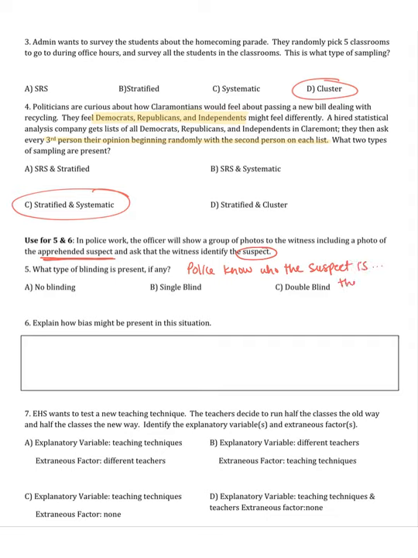They're testing to see if the witness knows. So this would be a single blind experiment. Explain how bias might be present in this situation.